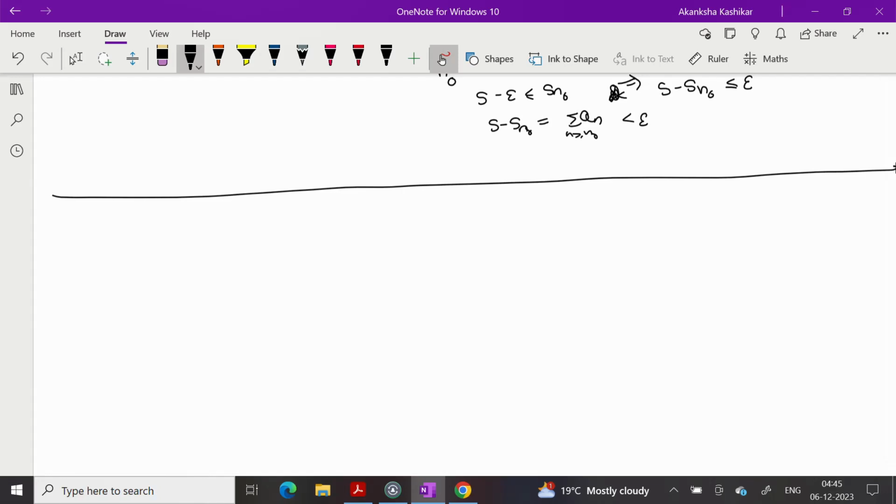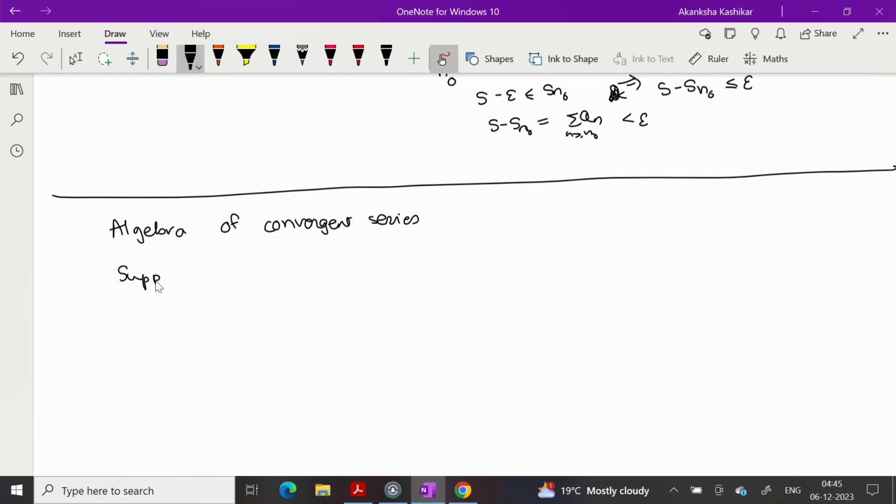Now we will go for some algebra of convergent series. So if I have two series which are convergent, can I say their addition or subtraction is convergent? So, algebra of convergent series.